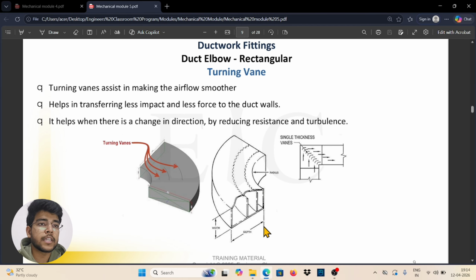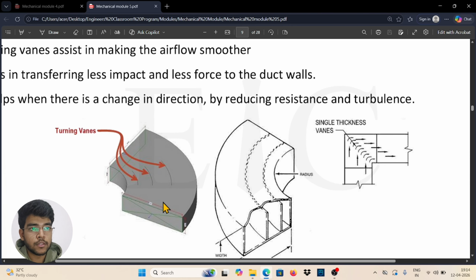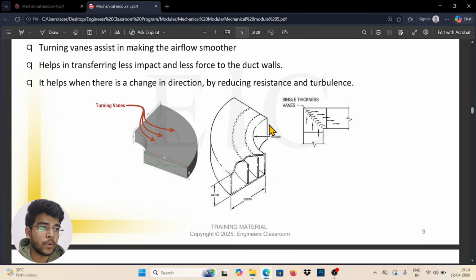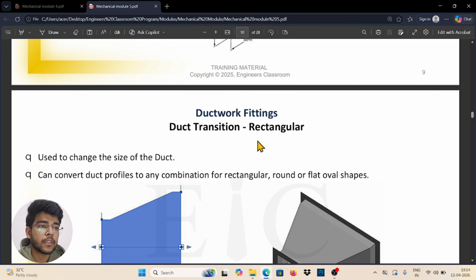So what is a turning vane? A turning vane assists in making the airflow smoother. When the air is flowing through this side, the turning vane makes it smoother because less friction is created, helping transfer less impact and less force to the duct walls. It also helps by reducing resistance and turbulence. This is called turning vanes in rectangular ducts.